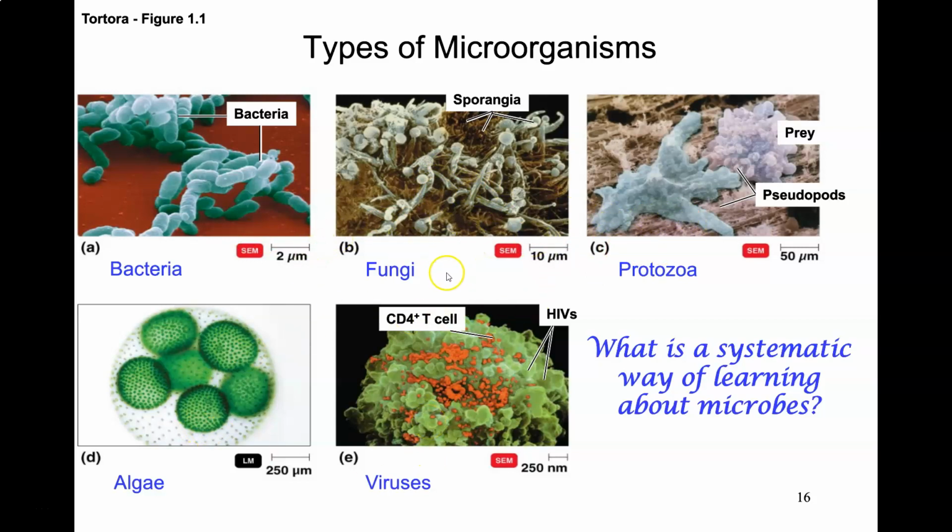Sometimes it is very challenging to distinguish each of these microorganisms because they are so tiny. So we have to find a systematic way of learning about these microbes. And scientists have done that by comparing their cells and their characteristics.